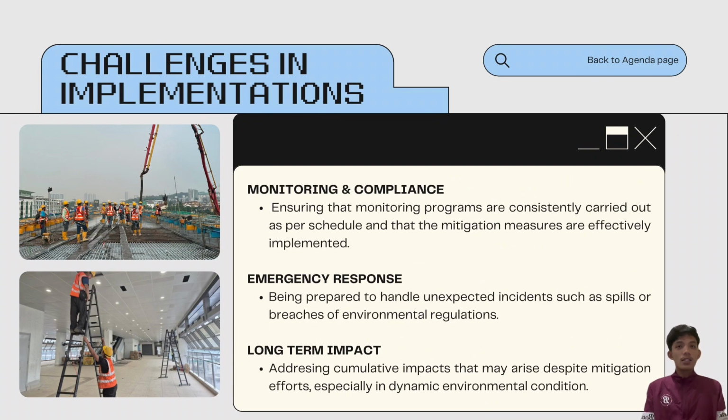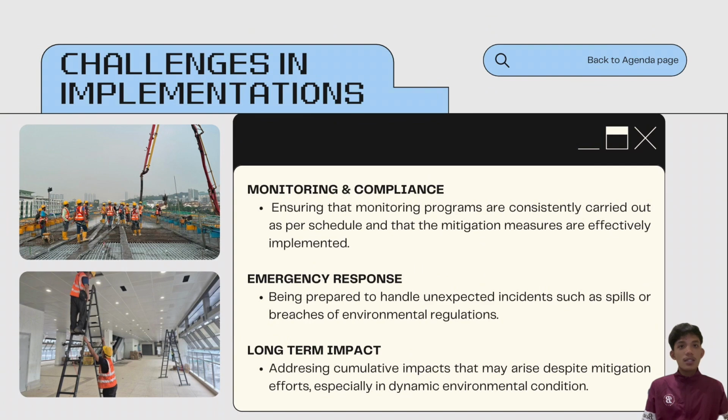So in this, we're going to look at monitoring and compliance. This is ensuring that monitoring programs are consistently carried out as per schedule and that the mitigation measures are effectively implemented. Next, by looking at emergency response, are we well prepared to handle unexpected incidents such as spills or breaches of environmental regulations? And then we need to think about long-term impact also.